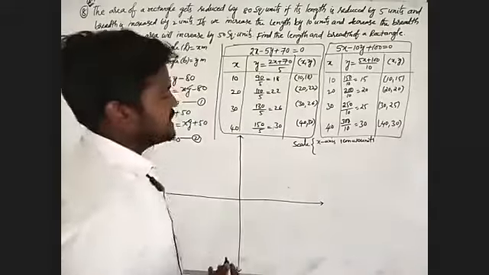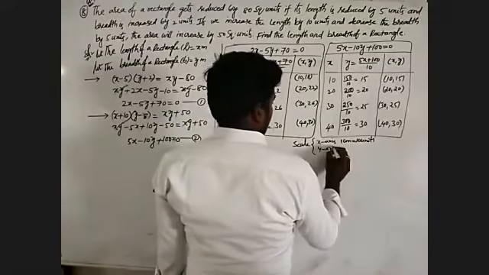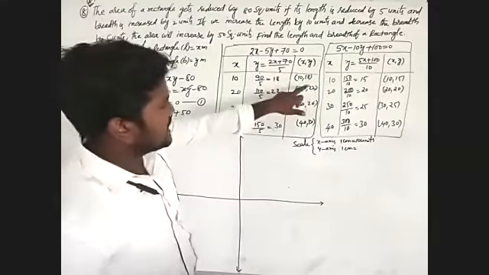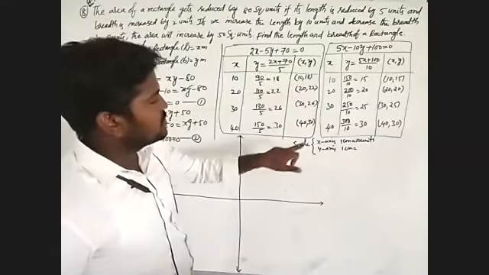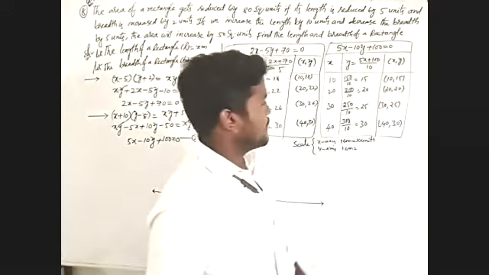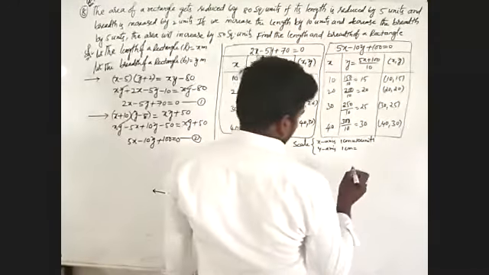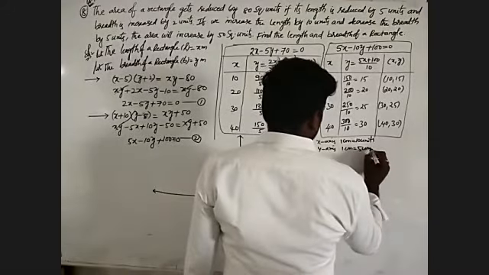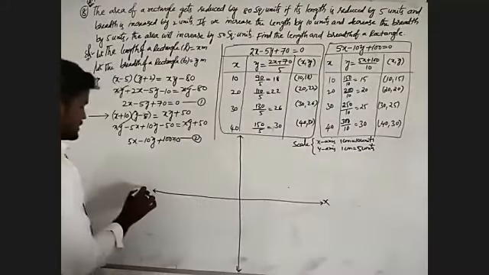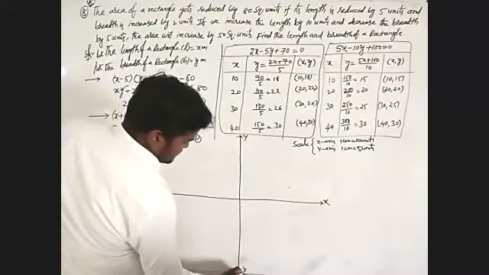After that, we check the y-axis. On y-axis, 1 centimeter is equal to... we observe the coordinates of y-axis: 18, 22, 26, 30, 15, 20, 25, 30. All are at most 30. That means we will take 5 units on the y-axis. This is x, this is considered as x dash. This is y, this is y dash.